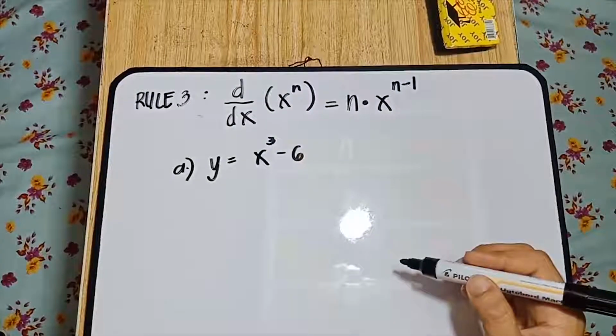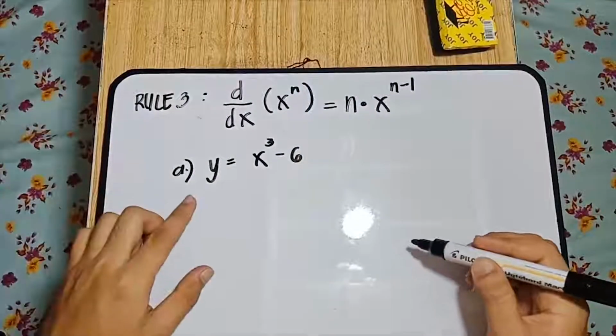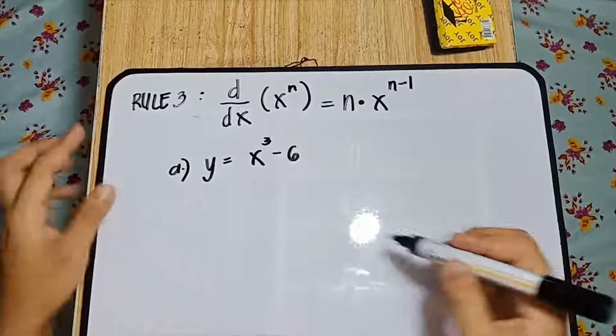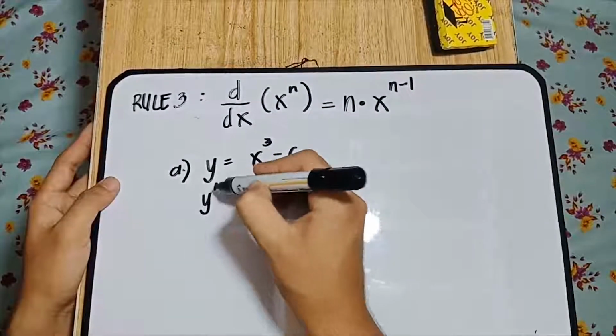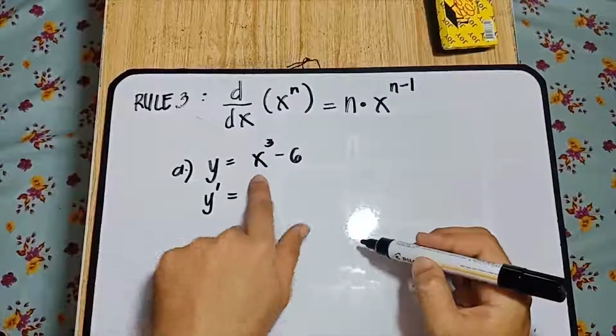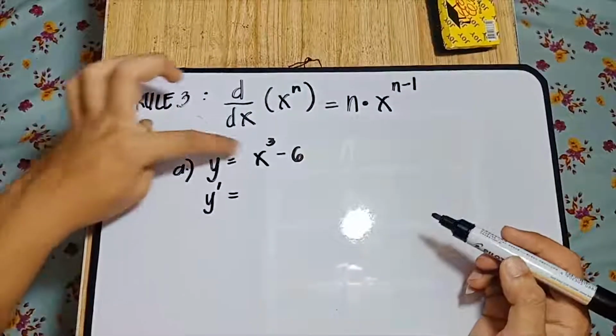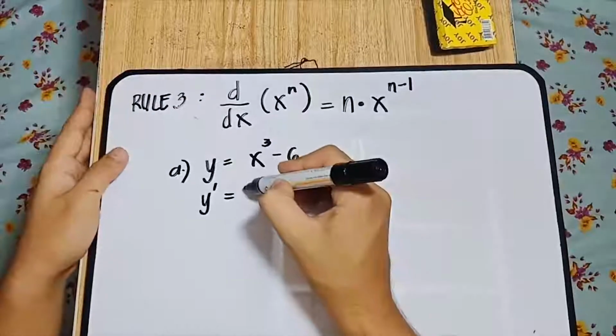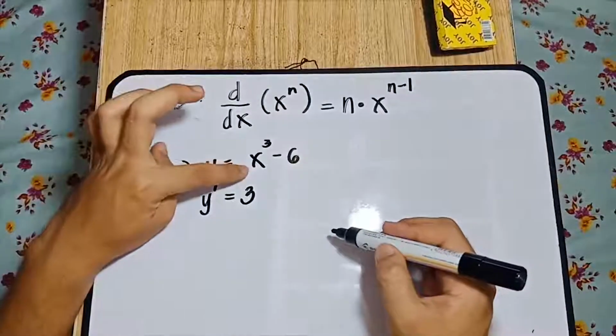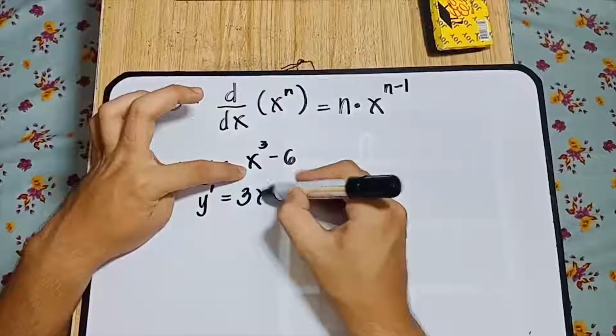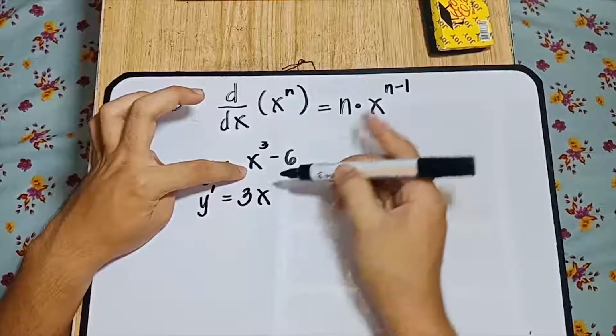Okay? Now, derivative of y is y prime equals. So, ito na nga yung sinasabi ko. Pa-apply natin ang power rule. So, paano ba yung power rule? Again, ito exponent 3. So, ibababa ko yan dyan. 3 multiply by x raised to n minus 1.